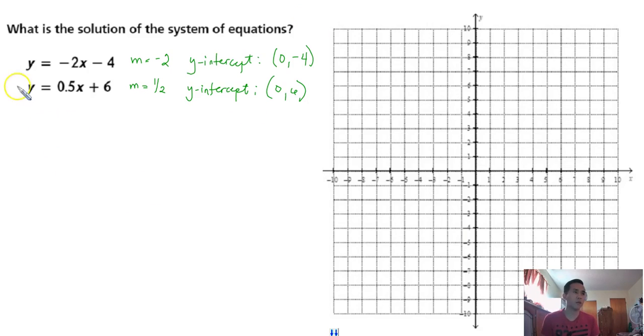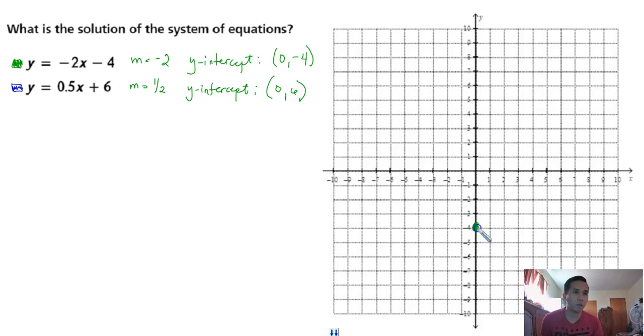I'm going to use green on the first equation, and then I'll be using blue on the second equation, so that you can see the graphs differently. It starts with the first one, which is green. This starts with the y-intercept (0, negative 4). So this is your first point here.